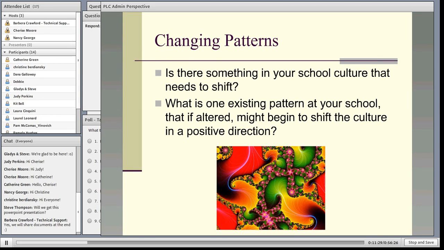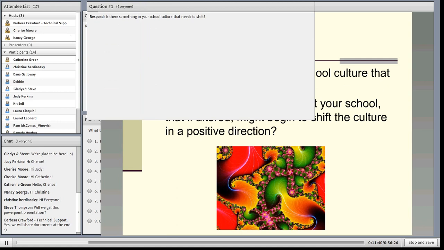So what I want to do is have you think about what's one existing pattern at your school. I'm sorry, I started on question 2. Is there something in your school culture that needs to shift? If you all could, I just pulled up a question box there where you can type in responses. Think about if there's something in your school culture that you feel like needs to begin to shift or change, and please type in your answer.